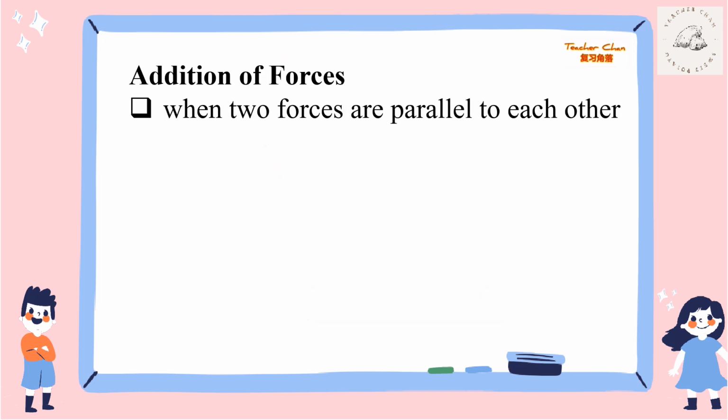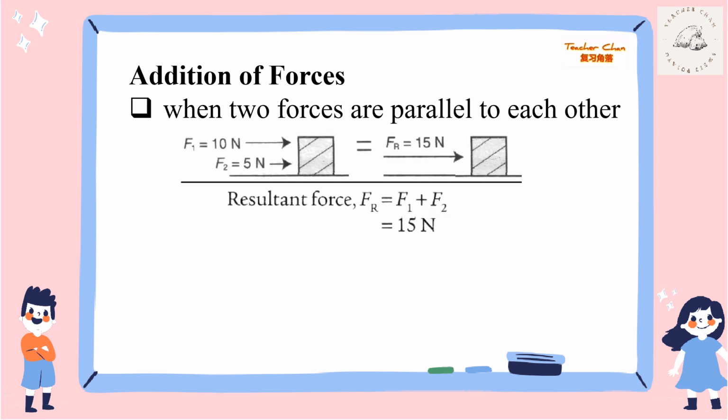In order to find the resultant force, we have three cases. This is the first case. When two forces are parallel to each other, we can use addition of forces. Look at the example that I provided in this video. If 10 Newton and 5 Newton acting on the object are in the same direction, we can use addition of forces, plus them together. That's why 10 plus 5, you will get the answer 15 Newton.